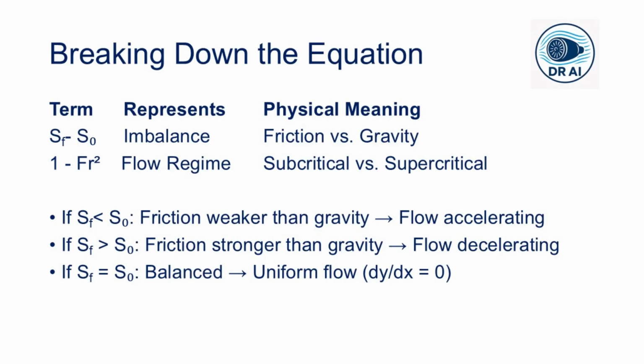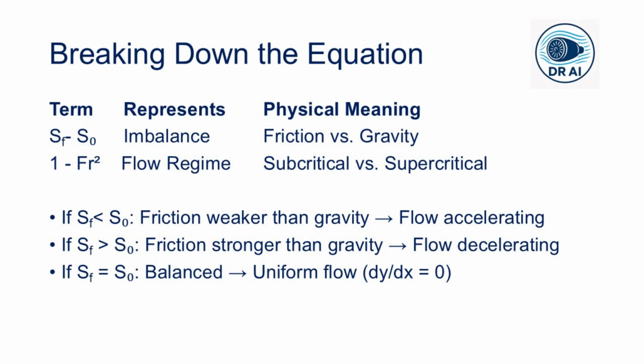The numerator S_f - S_0 represents the imbalance between friction and gravity. So there are three scenarios here. If S_f is less than S_0, which means the friction is weaker than gravity, the flow would be accelerating. But if S_f is greater than S_0, the friction is stronger than gravity, and in this case, we have decelerating flow.